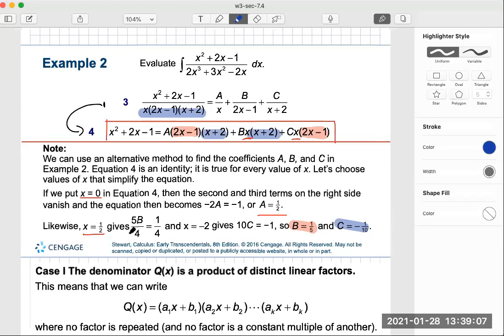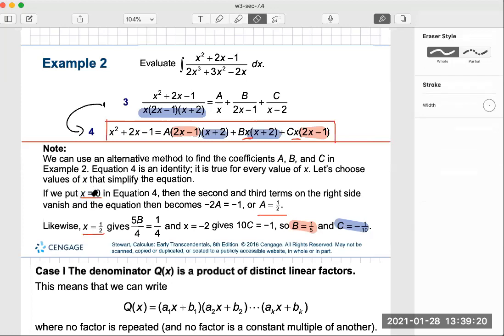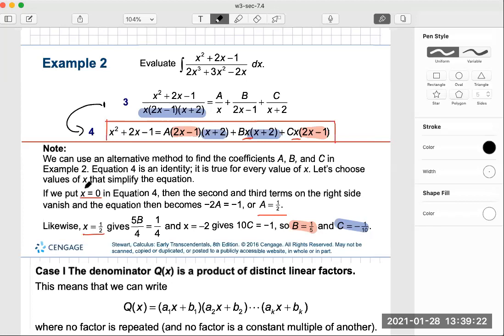We can choose any numbers, but the clever way is to pick the solution of these linear terms. For example, we pick the solution of the term x, which is x equal to 0. When we substitute x equal to 0 into equation 4, it is clear that the B and C terms will disappear so that we can solve for A easily.